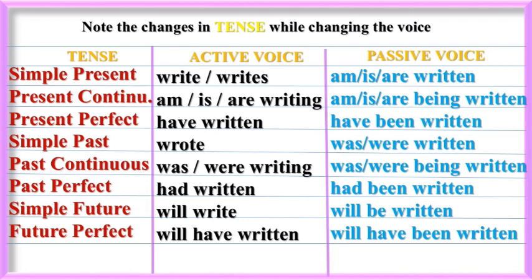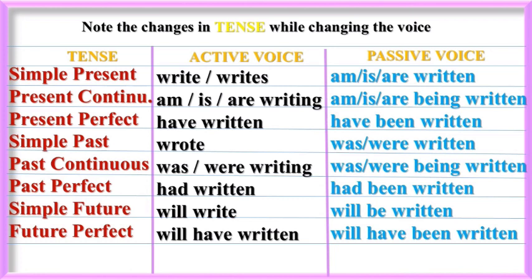Simple past tense. In active voice, the verb is "wrote" in simple past tense, but it is converted into passive voice as "was/were written." Past continuous tense. The active voice verb form is "was/were writing," but it is converted as follows, "was/were being written." Past perfect tense.